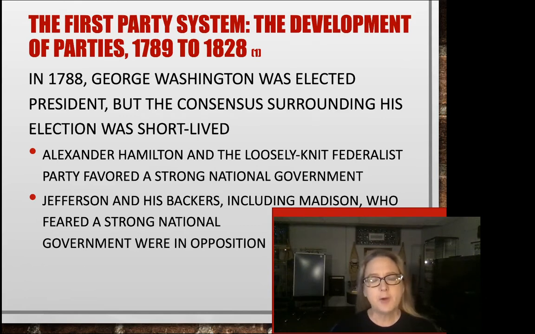All right, the first party system started with the adoption of the Constitution in 1789 and extended till 1828.